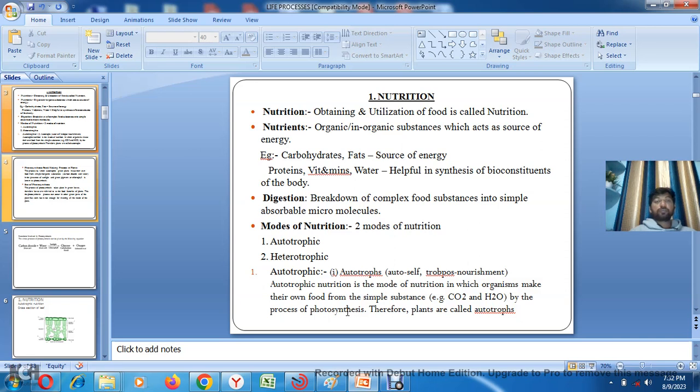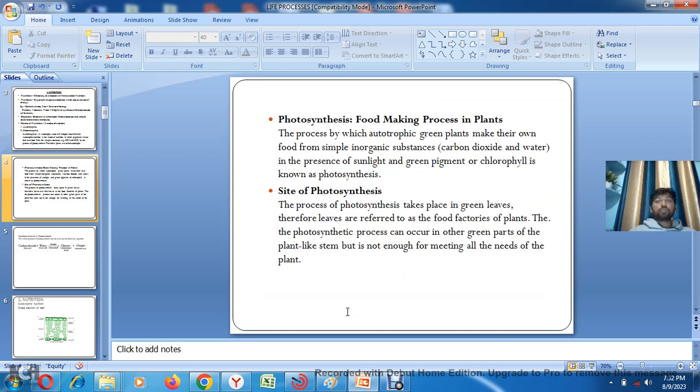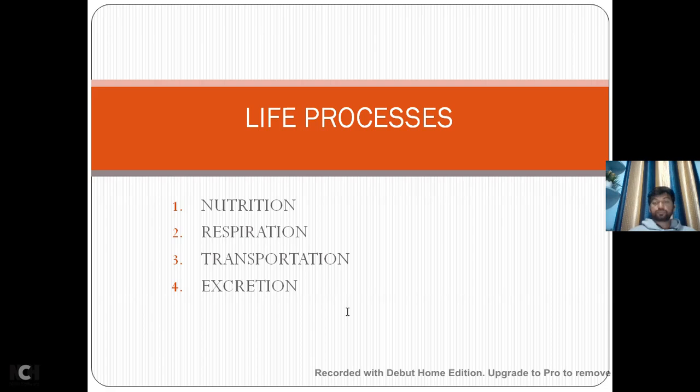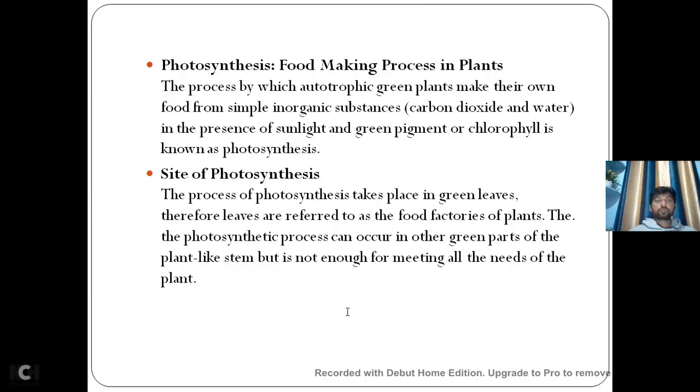Let us understand about photosynthesis. See, the food making process in plants. Photosynthesis is called the food making process in plants. The process by which autotrophic green plants make their own food from simple inorganic substances in the presence of sunlight and the green pigment chlorophyll is known as photosynthesis.